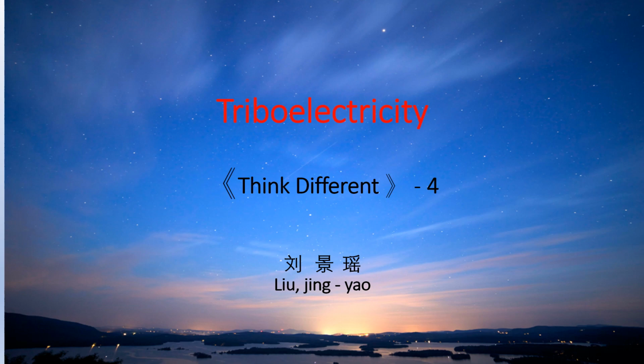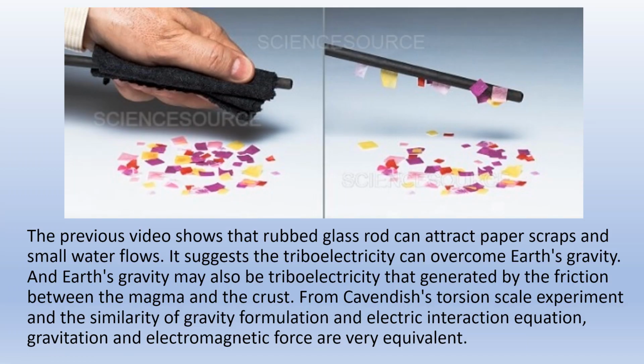Triboelectricity, Think Different, Part 4. The previous video shows that a rubbed glass rod can attract paper scraps in small water flows. It suggests that triboelectricity can overcome Earth's gravity, and Earth's gravity may also be triboelectricity generated by the friction between the magma and the crust.